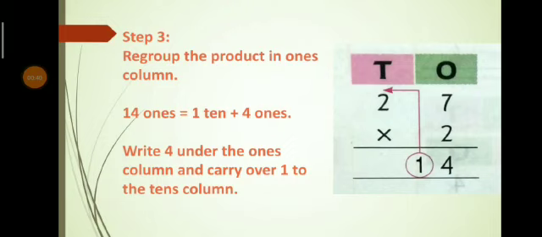Students, now we will regroup the product in ones column. I hope you remember that I have told you 1 ten is equal to 10 ones. So, we can write 14 ones is equal to 1 ten plus 4 ones. So, we will write 4 under the ones column and carry over 1 to the tens column.